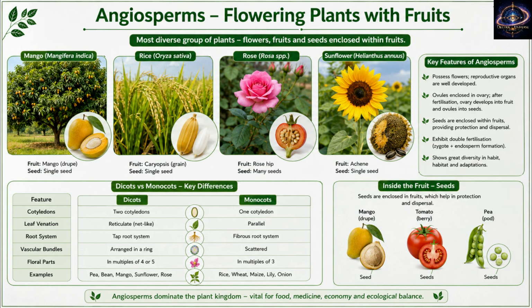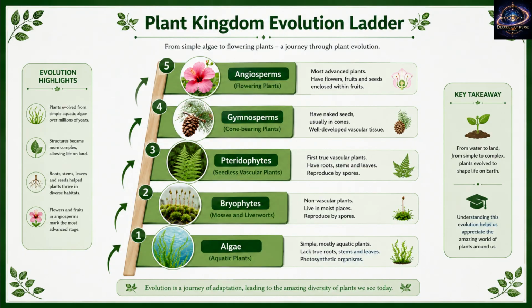Algae: green layer on pond water, water tank, wet wall, or aquarium glass. Bryophytes: moss growing like a green carpet on wet walls, rocks, or shaded soil. Pteridophytes: fern plants used for decoration in homes and gardens. Gymnosperms: pine tree and pine cone in hill stations. Angiosperms: mango tree, rice plant, coconut tree, rose plant, sunflower.